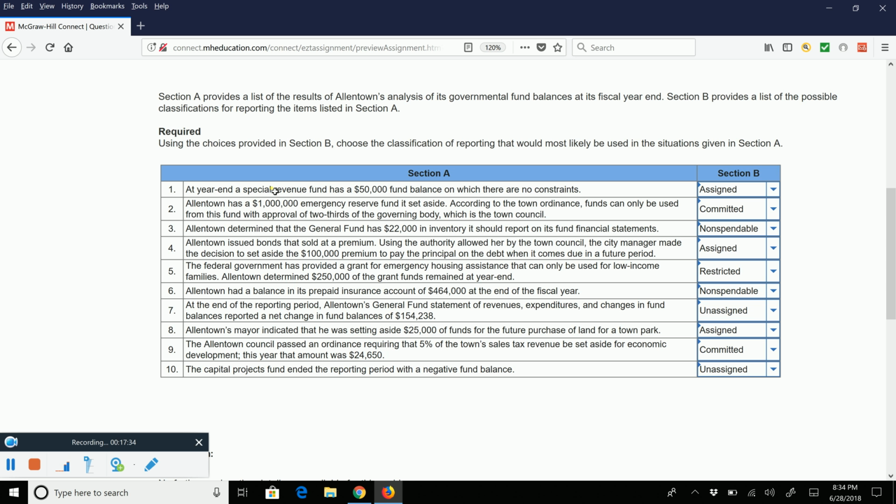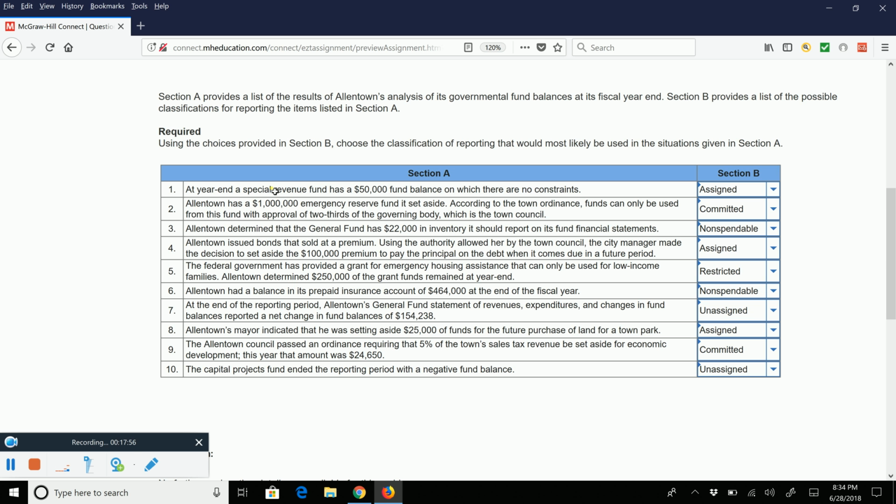According to the town ordinance, funds can only be used from this fund with approval of 2/3 of the governing body, which is the town council. So this is the governing body, the elected voting members, officials. That's committed. Number 3, Allentown determined the general fund has $22,000 in inventory.